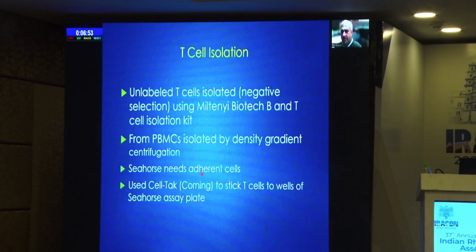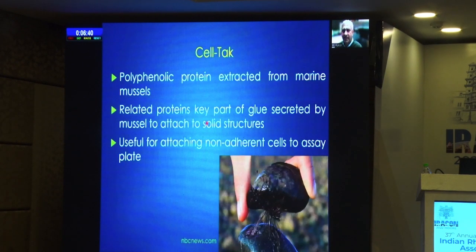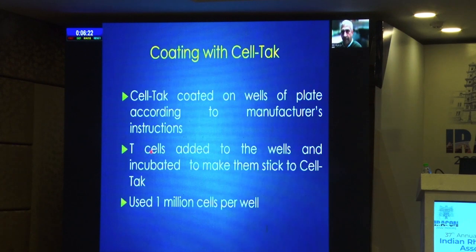Seahorse requires the use of adherent cells. Since the T cells are not adherent, we use Cell-Tak to stick the T cells to the wells of the Seahorse assay plate. Cell-Tak is a polyphenolic protein extracted from marine mussels. The related proteins form a key part of the glue secreted by the mussel to attach to solid surfaces. This is useful for attaching non-adherent cells to the assay plate.